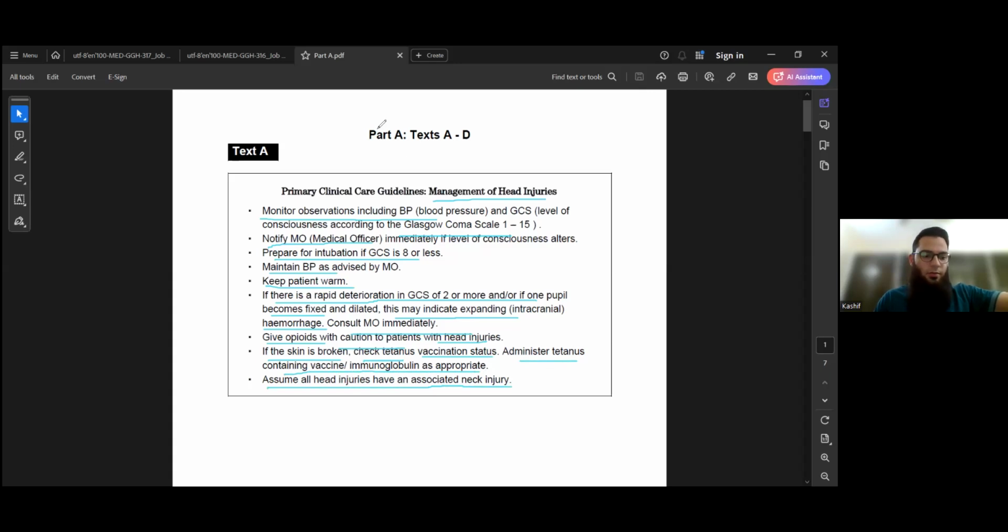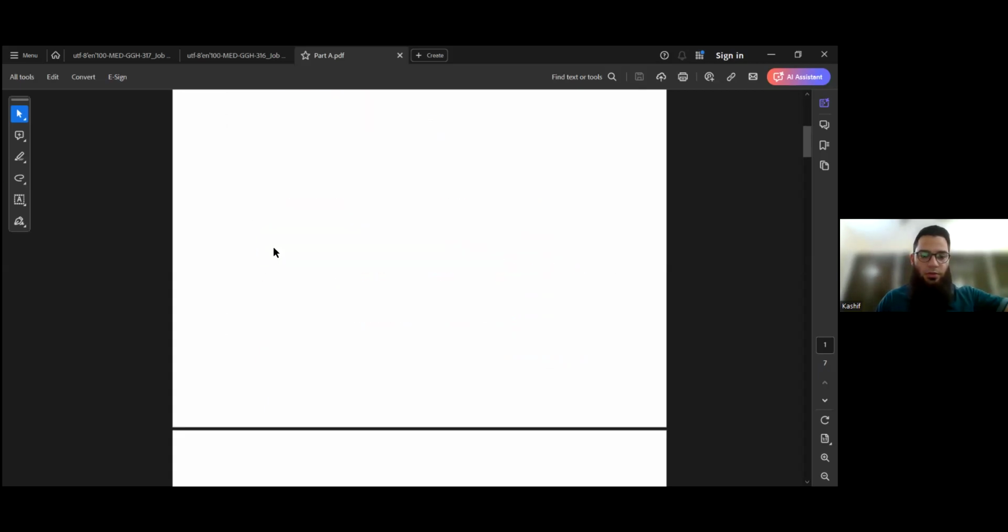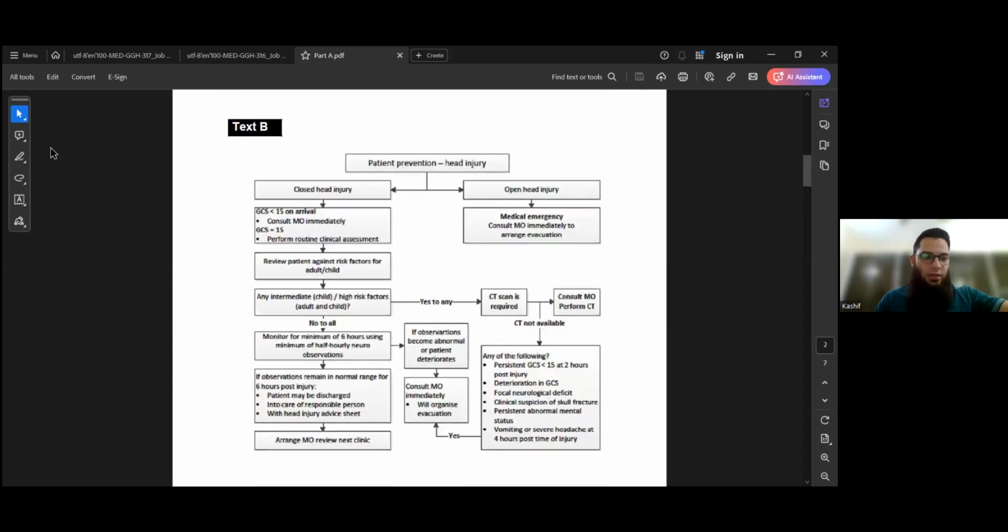Perfect, Salman. No problem. So far, you have done well. It's just in text A you got confused. It was not actually types, but you have done very well. I'm happy with you. In text B, what is given? In text B, it is a graph which is actually showing us there are two types of head injury, closed head injury and open head injury. It is telling us about what the next steps are.